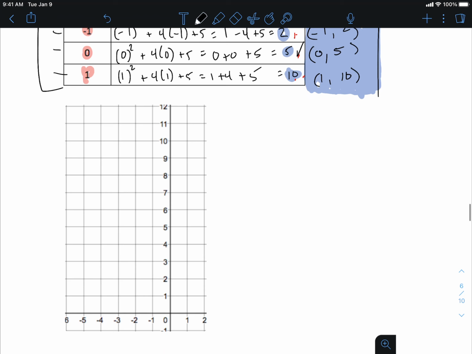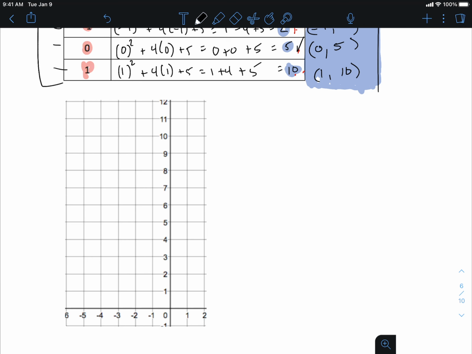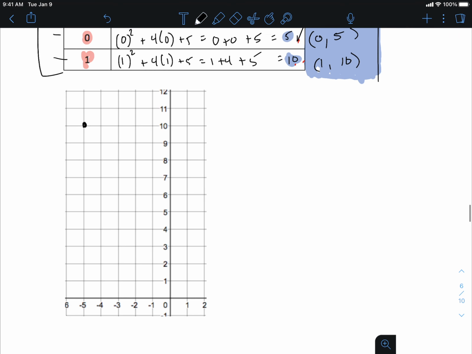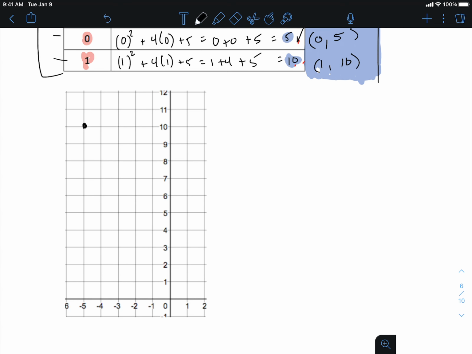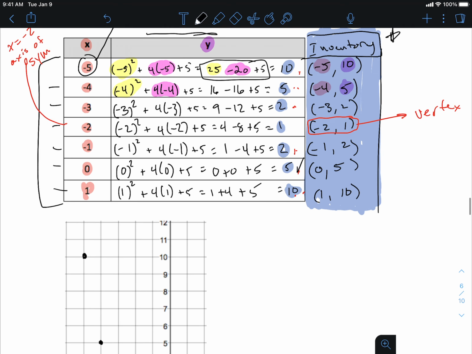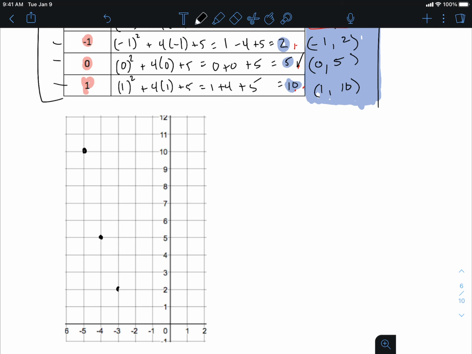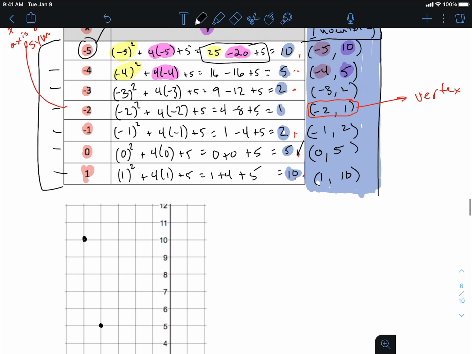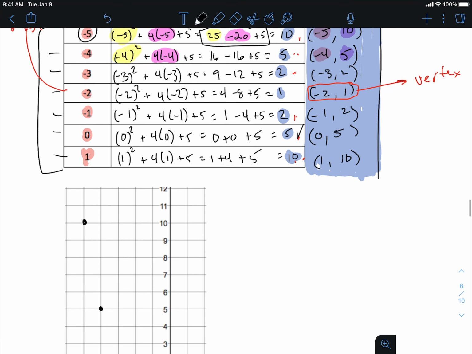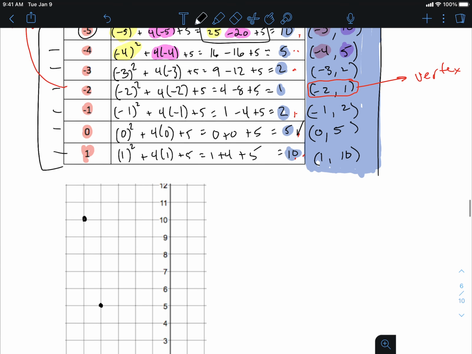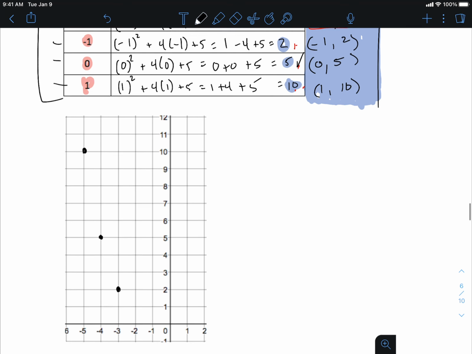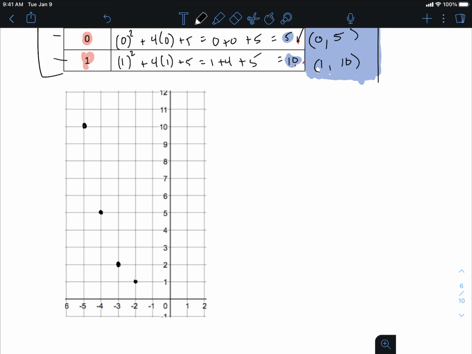I need point -5 and 10. I need -4 and 5. Okay, I need -3 and 2. And then I can see, so you see what's happening, eh? With the graph. And then -2, 1. Look at that. That looks like a quadratic to me. It's starting to slow down, right?